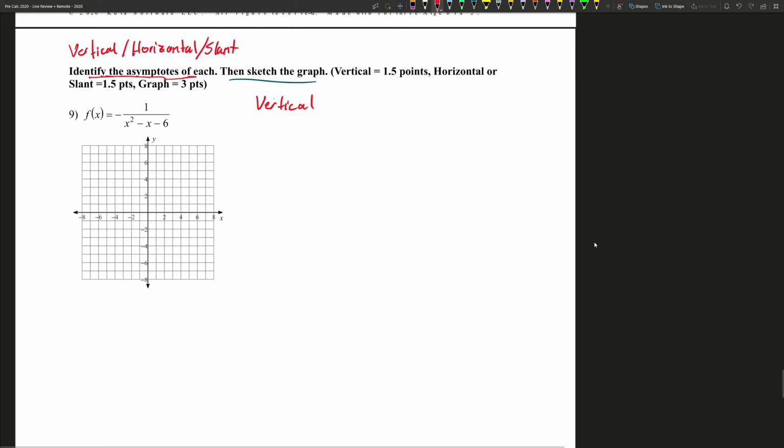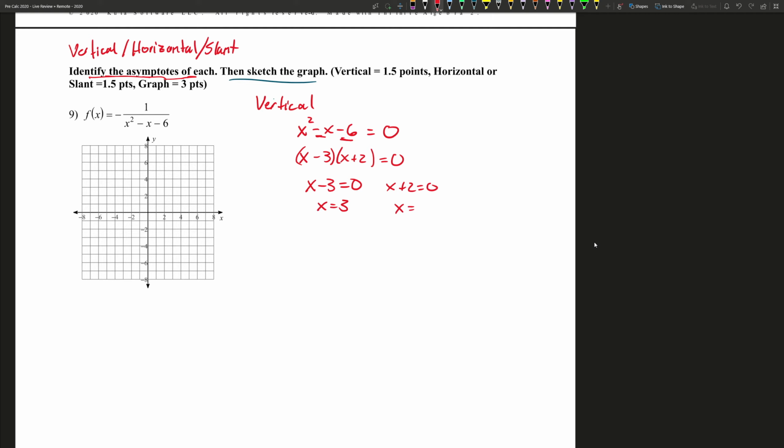So to find the vertical first, that's kind of the easiest. We set the denominator equal to 0 and solve. All right. I can factor this. All right. Factors of -6 that add up to -1, -3, and 2. So x minus 3 is equal to 0, or x plus 2 is equal to 0. So x is equal to 3 or -2. Right, so those are vertical asymptotes. So we plot those.